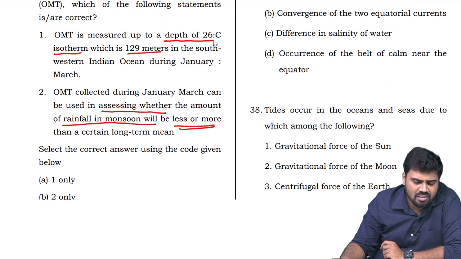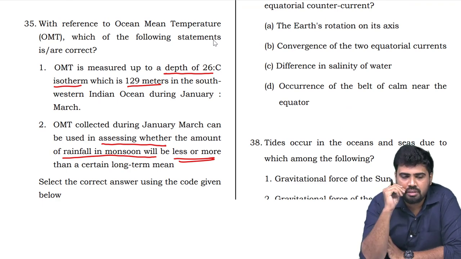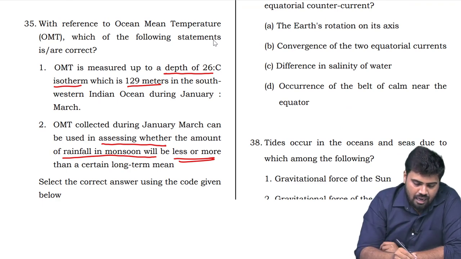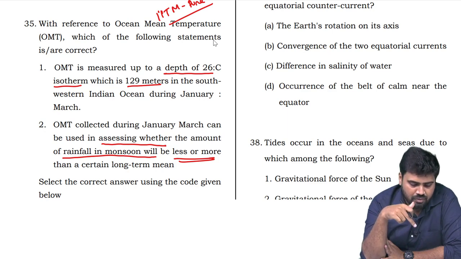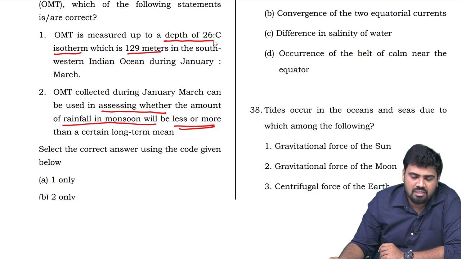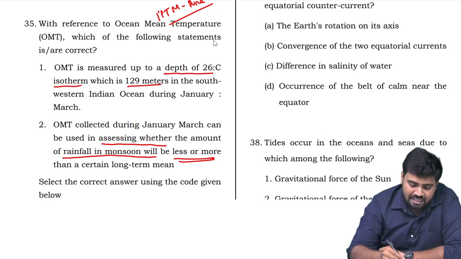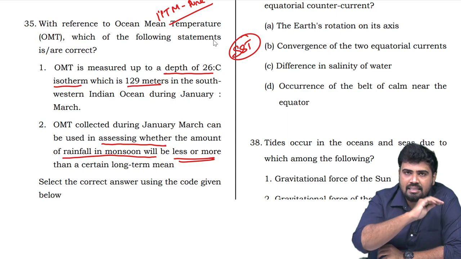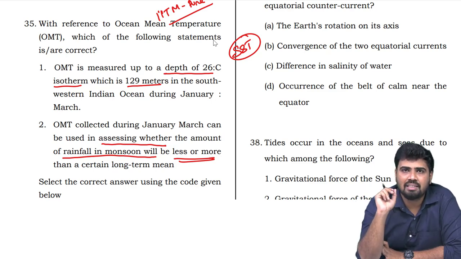See, actually, it is a current affairs based question from that year. There was a current affairs item in the newspaper. IITM Pune, Indian Institute of Tropical Meteorology Pune, found this particular study, ocean mean temperature based prediction. Initially we generally predict monsoon by snow cover in Tibet or other factors, particularly sea surface temperature. By studying sea surface temperature, we predict whether we will have average monsoon or above average or less than average monsoon.